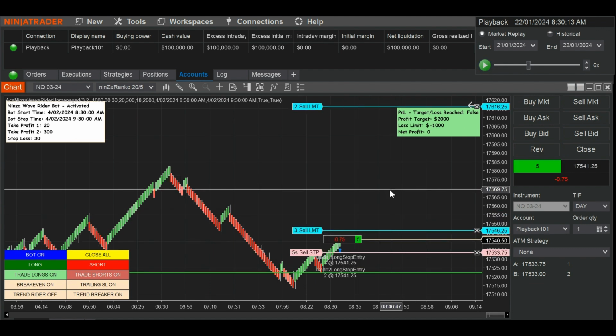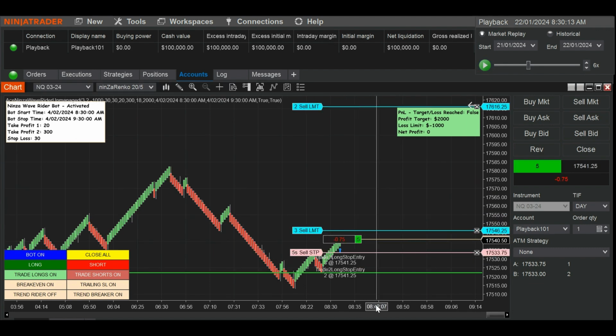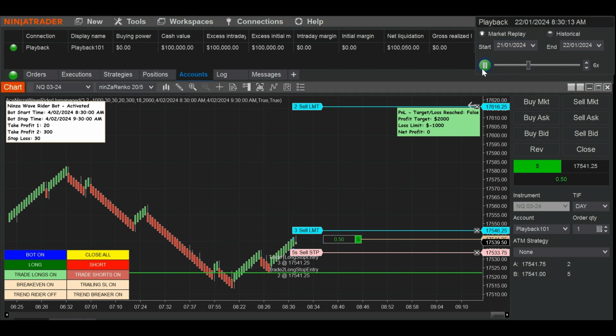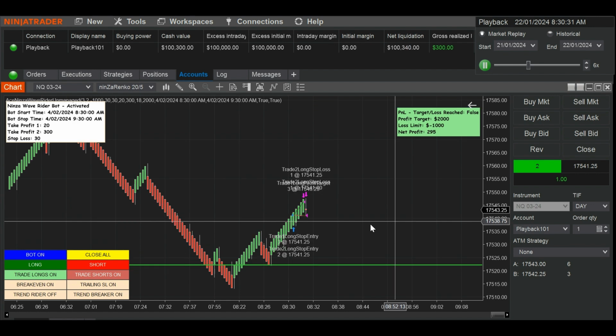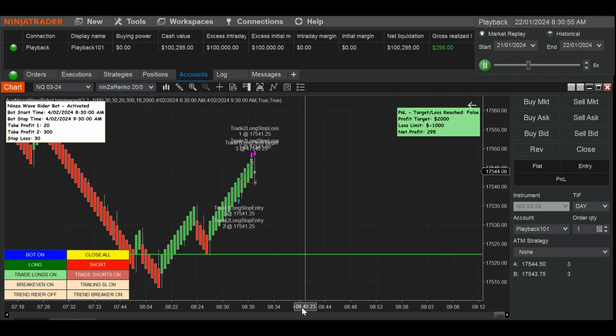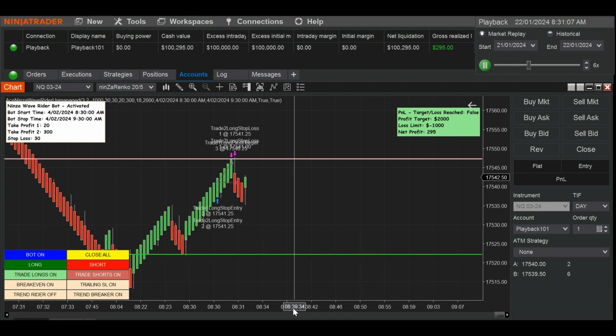So what's happened, I'll pause it here for a second so you can see what's going on. A trend has formed, so a trend line has formed, and we've taken a long based off that previous trend. So we'll watch this play out. Okay, break evens come up and we've stopped out, which is fine. Now we're looking for another trend line to form and to see if it is broken.